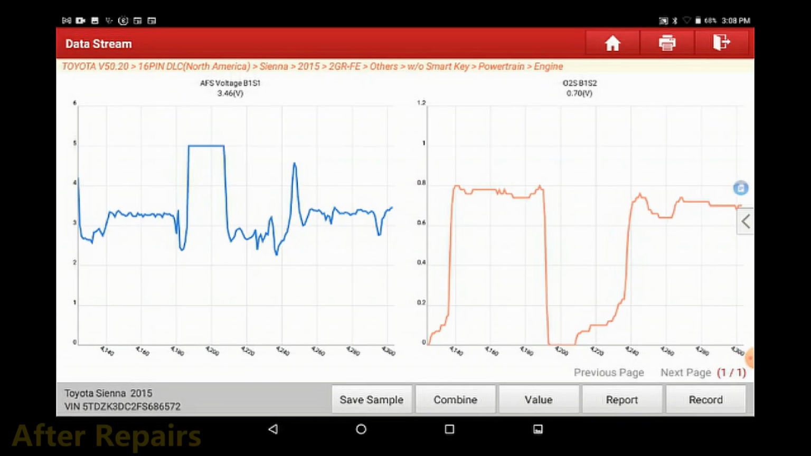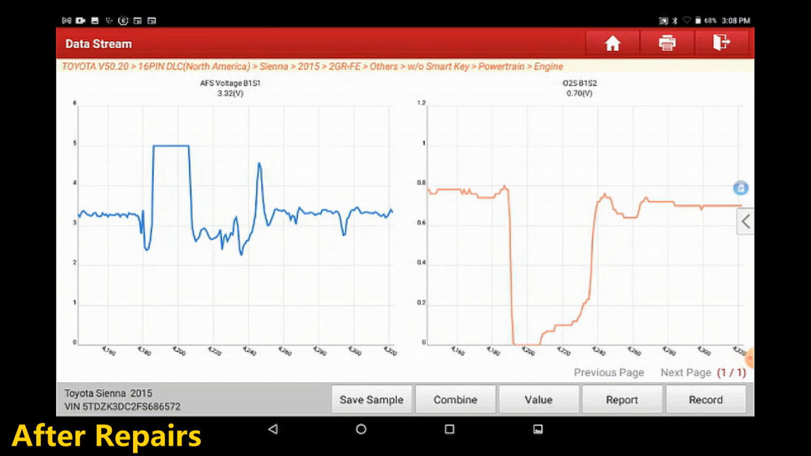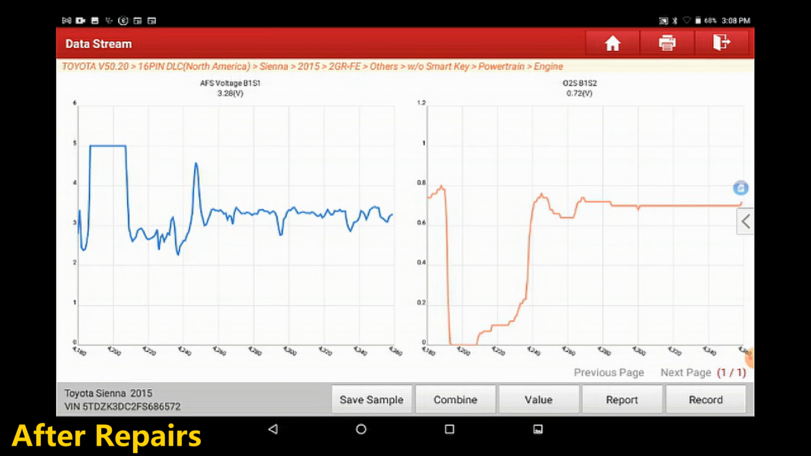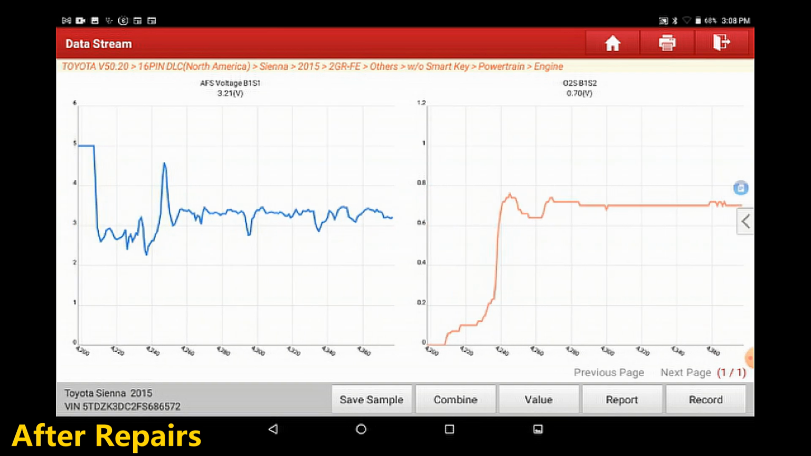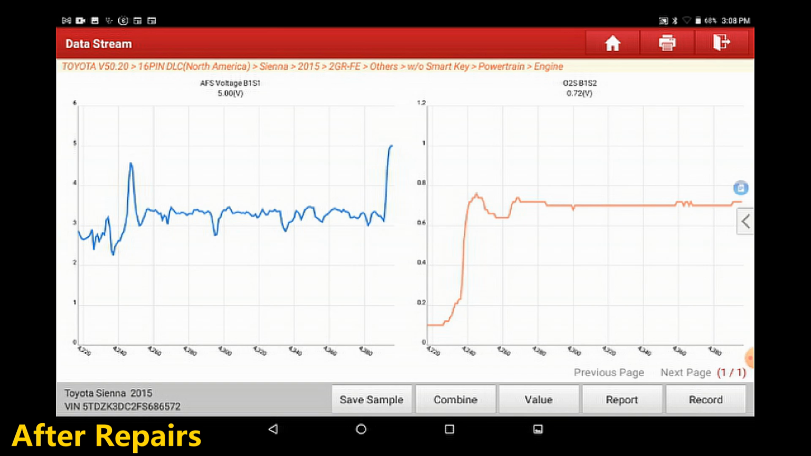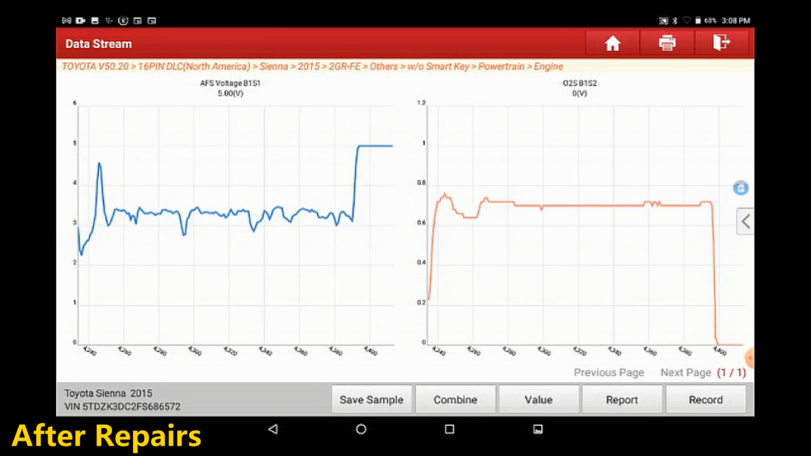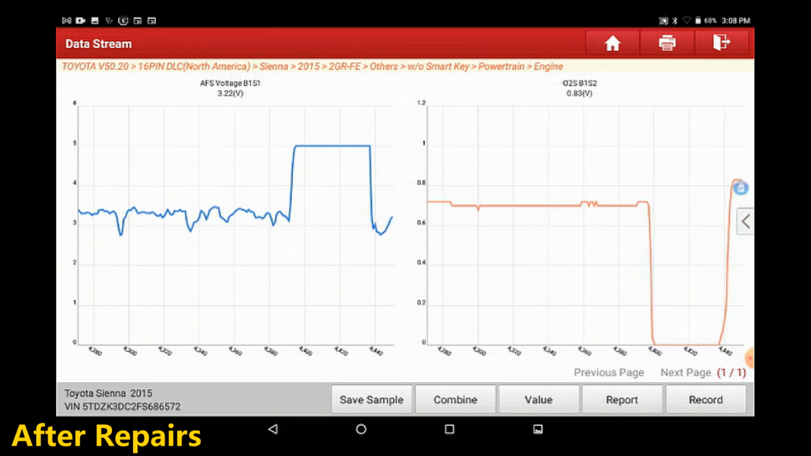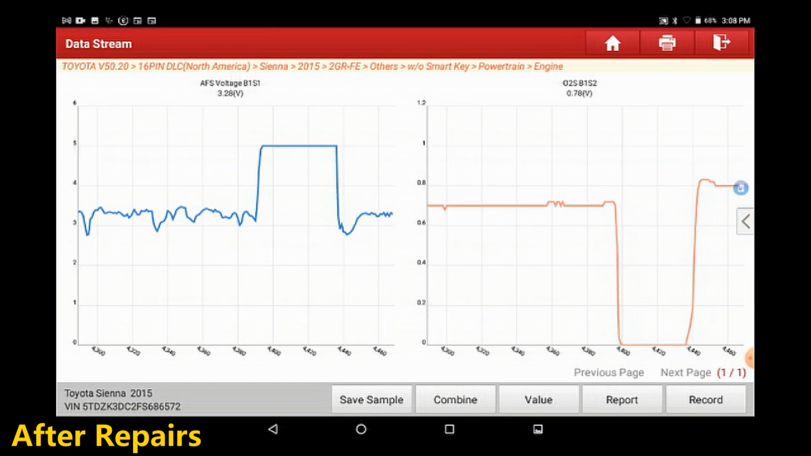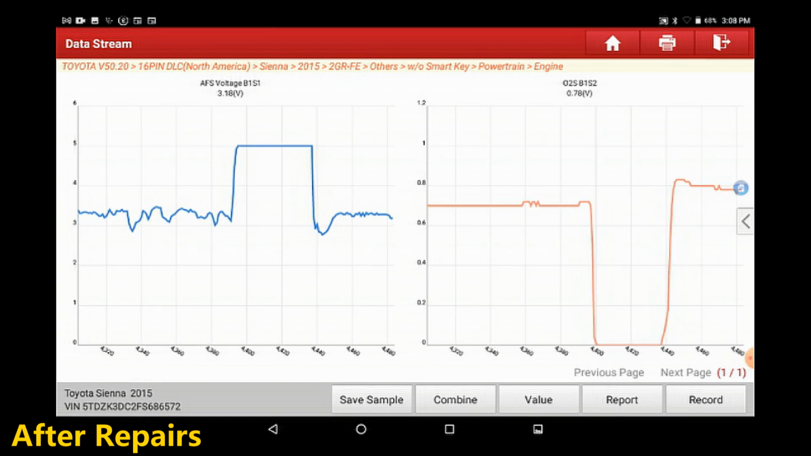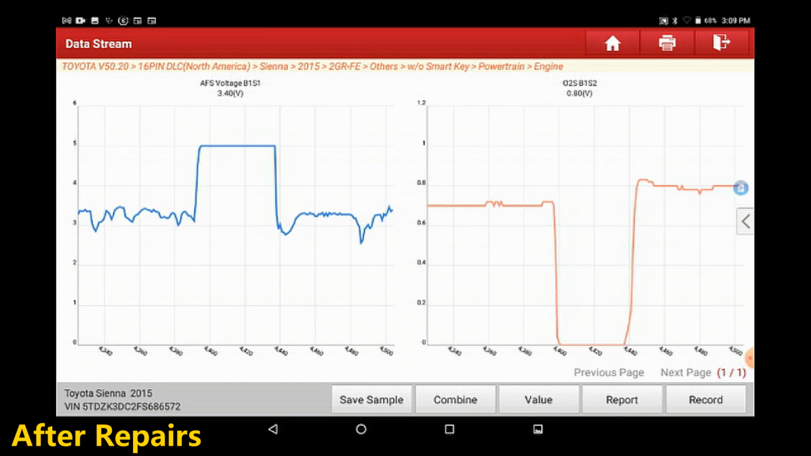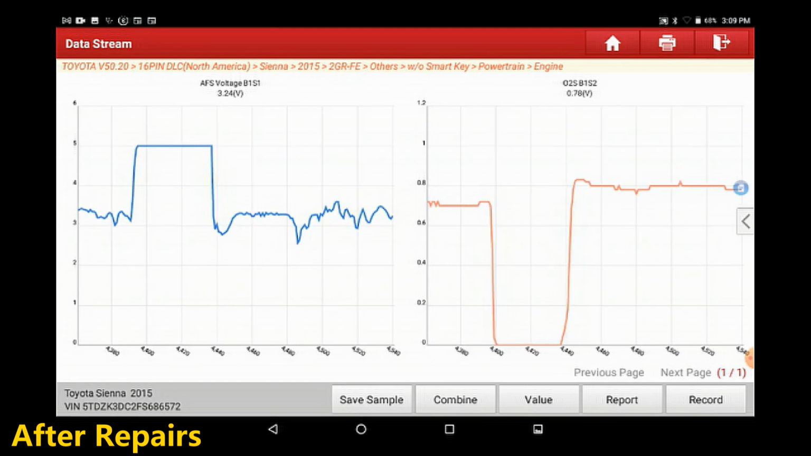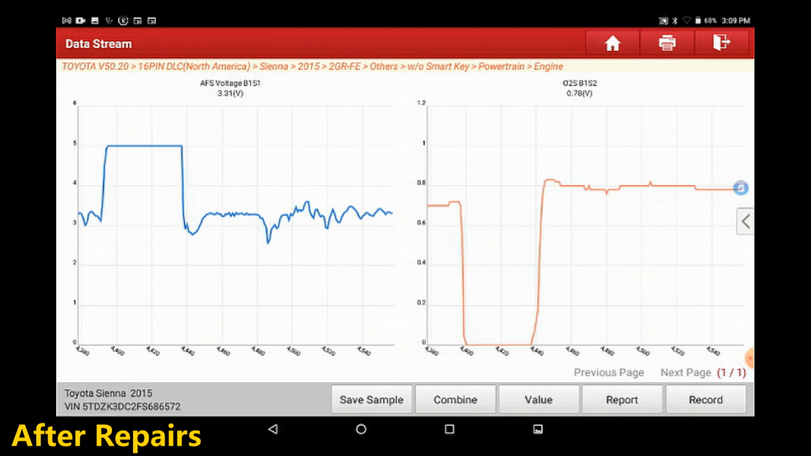So after I did the repairs, I re-graphed the sensors again, and at a steady cruise with the vehicle warmed up at about 60 kilometers an hour, you can see the oxygen sensor is somewhat of a flat line, which is what the sensors should be doing. So if I accelerate, the oxygen sensor reading is going to go up to 0.7, 0.8, 0.9, or whichever it may be.